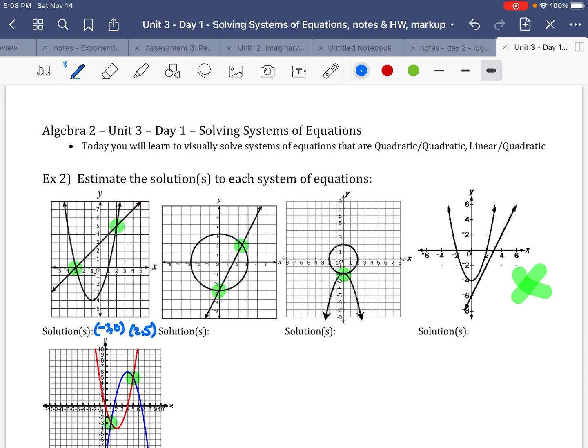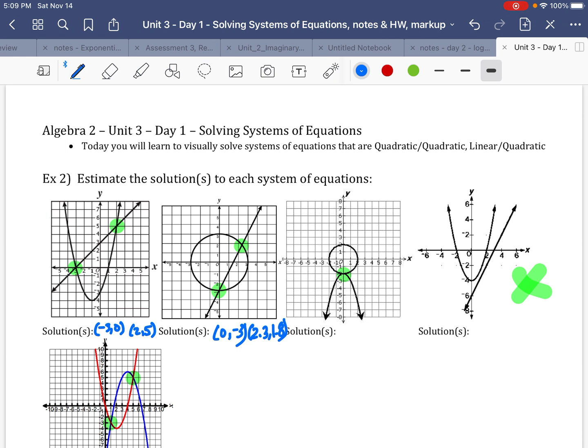On the circle and the line right here, let's see, (0, -3) looks like the first one. Now the second one I'm going to have to estimate. It looks like a little bit past 2, so maybe I'll say 2.3. And a little bit below 2 up above on the y-axis, so I'll say 2.3 comma, how about 1.8?